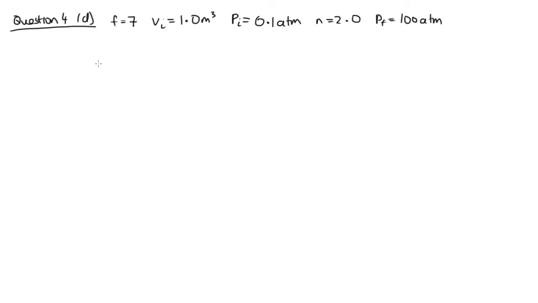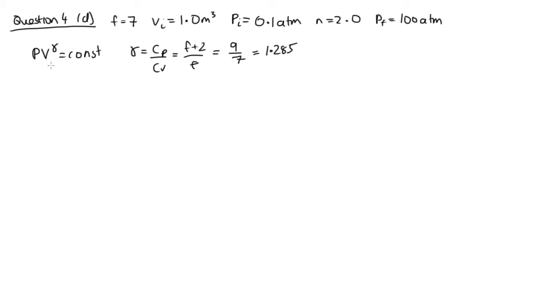So we're told this is an adiabatic compression. For adiabatic compressions, we have PV to the gamma is equal to a constant, where gamma is equal to Cp on Cv, and so this is equal to F plus 2 on F. So in this case, this is equal to 9/7, which is around about 1.285.